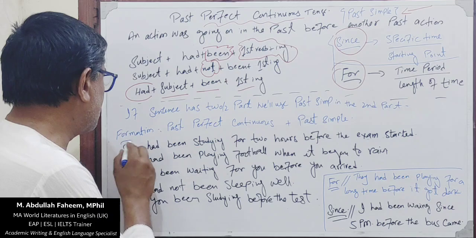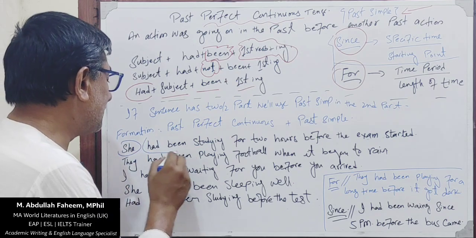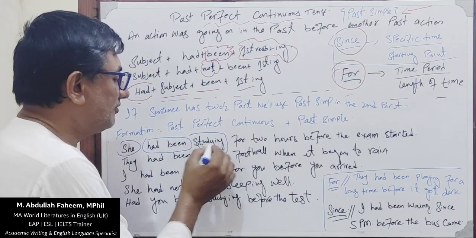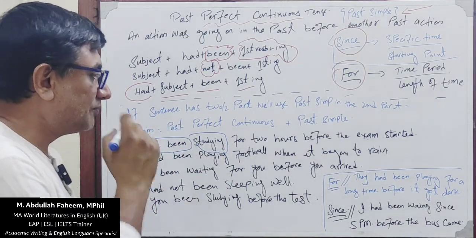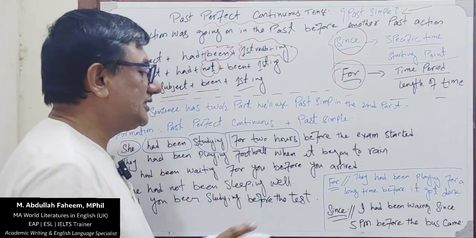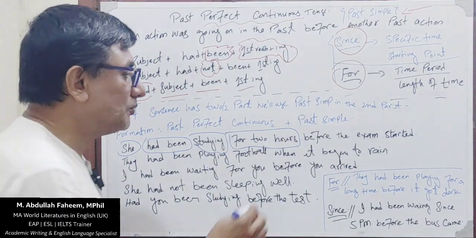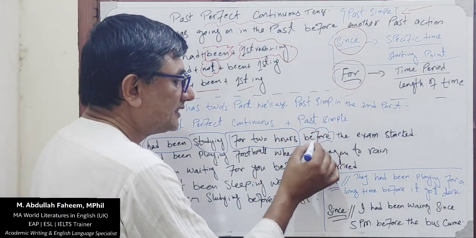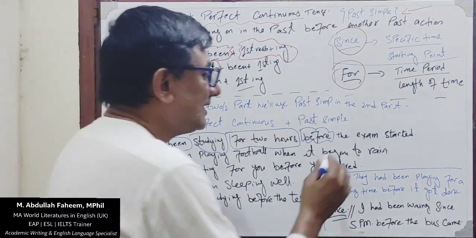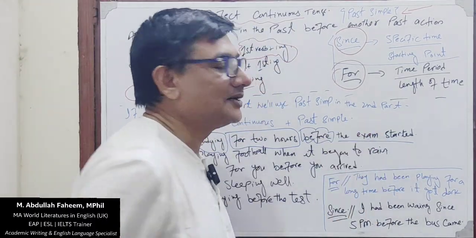Now look at this. She is our subject, had been our auxiliary form, study is the first form of verb with ing. She had been studying for 2 hours. This means that she had been studying for 2 hours before. यानी वो 2 घंटे से पढ़ रही थी इससे पहले the exam started, कि एग्जाम शुरू होता.